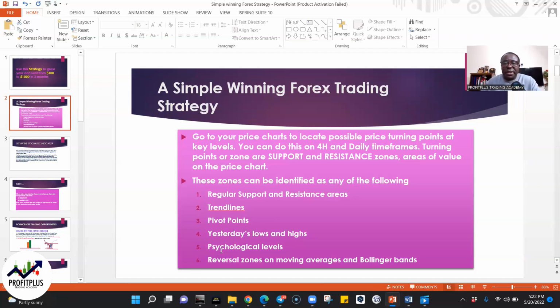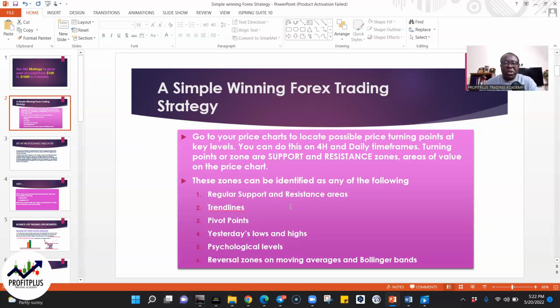Those are turning points. The major thing here is that I want to identify possible turning points, areas where price will approach and then reverse or break through. We try to make them very valid by going to higher time frames and introducing other things that can help you identify very valid support and resistance. Once you have done this, that's the first step. Once you have identified these support and resistance zones, you're a step closer to achieving the results.